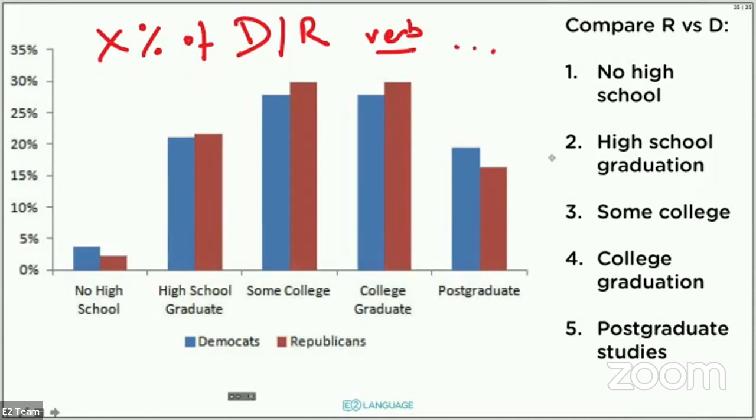Let's just write this sentence by sentence. I first just want you to do this one here. Please write one sentence comparing Democrats and Republicans in terms of having a high school degree.